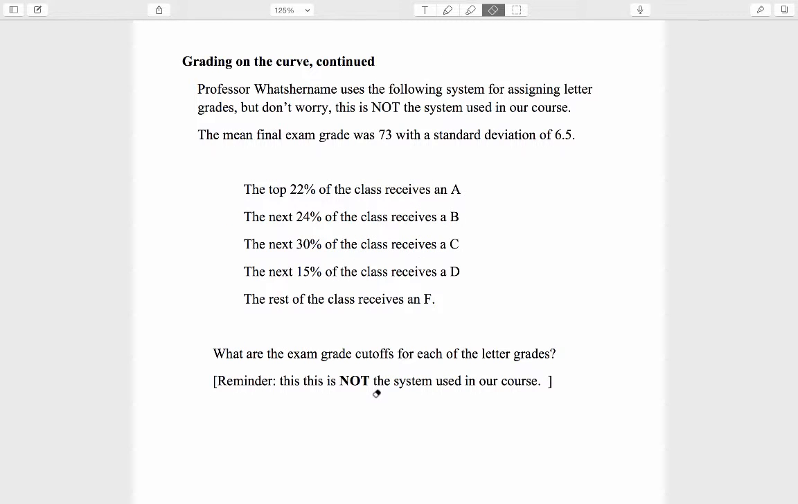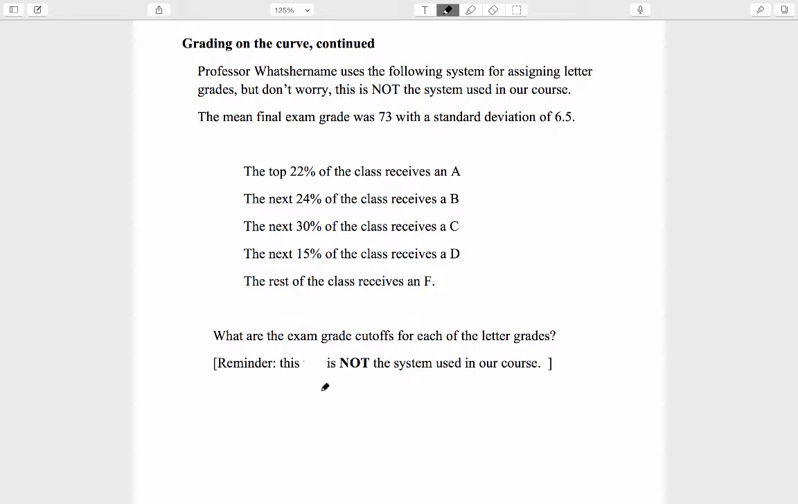Here's another way that grading on the curve could be done in the more traditional sense of that term. Professor What's-Her-Name uses the following system for assigning letter grades, but don't worry, this is not the system used in our course. The mean final exam grade was 73, with a standard deviation of 6.5. Now what's said in advance are not specifically the standard deviations above or below the mean that represent cutoffs between grade levels, but rather what percentage of the class will receive each letter grade. Given this information, it's reasonable to ask, what are the exam grade cutoffs for each of the letter grades? Again, don't panic, this is not the system used in our course.